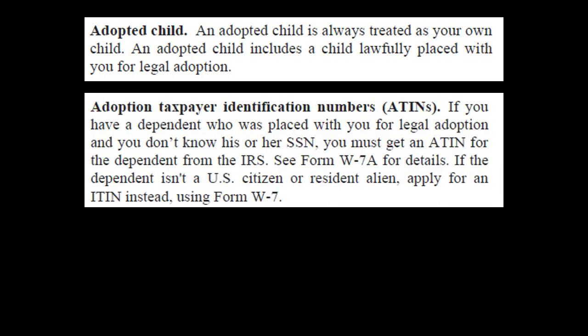So second item, back to the text, adoption taxpayer identification number, or ATIN. Obviously we need the identification number here. Back to the text, if you have a dependent who was placed with you for legal adoption and you don't know his or her SSN, Social Security number, you must get an ATIN, Adoption Taxpayer Identification Number, for the dependent from the IRS.